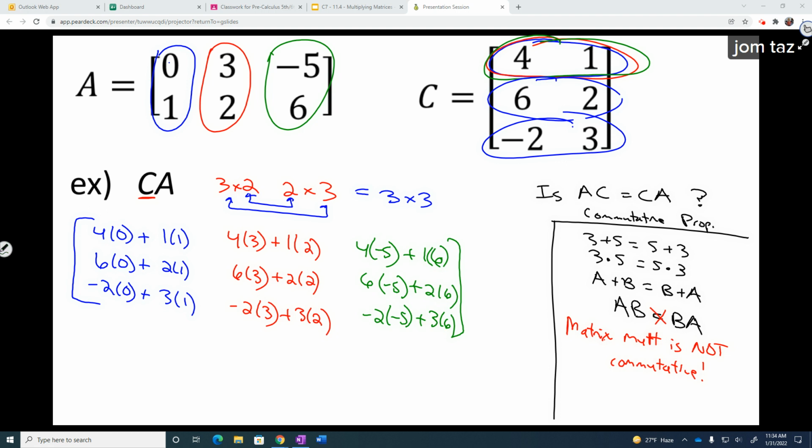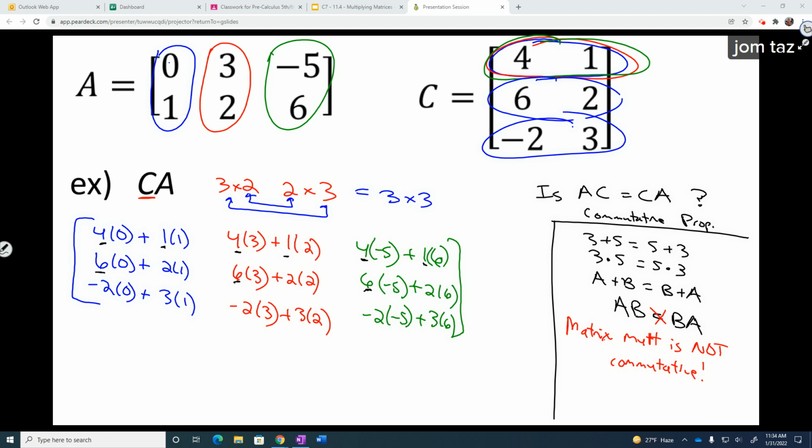Then we're finished. We want to go ahead and check and make sure everything lines up. Again, being orderly, trying to keep it in nice rows is helpful. We got zeros, ones, threes, twos, -5s, 6s. Then you can see all of these are 4, 4, 4, 1, 1, 1, 6, 6, 6, 2, 2, 2, -2, -2, -2, 3, 3, 3. So it's a good way to check before you actually do the math there.